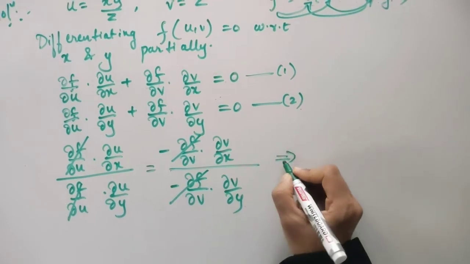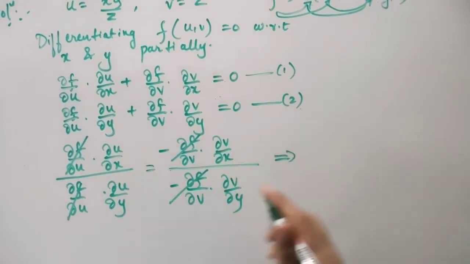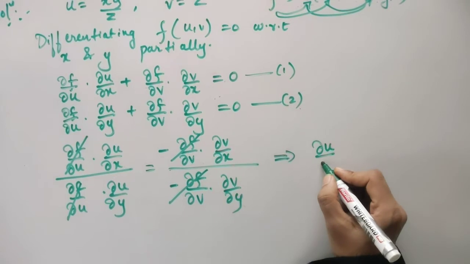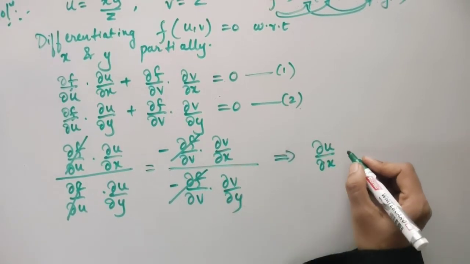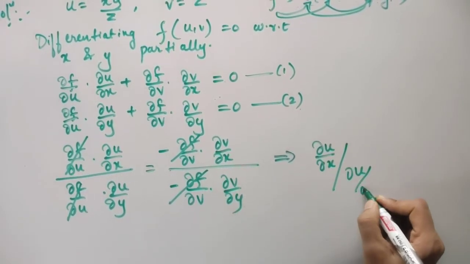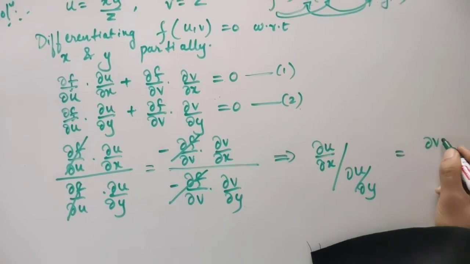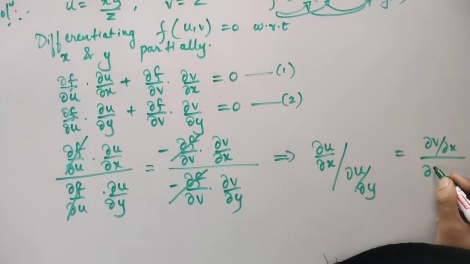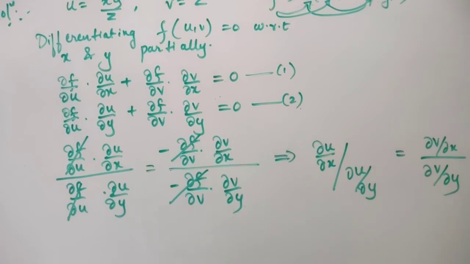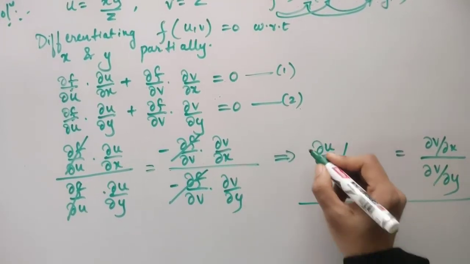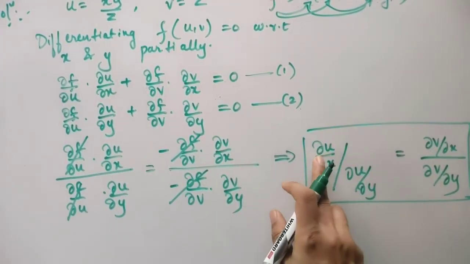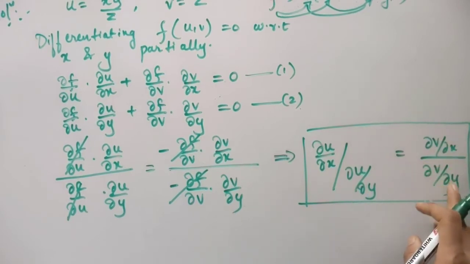So this implies you are getting a complete equation independent of f. ∂u/∂x divided by ∂u/∂y is equal to ∂v/∂x divided by ∂v/∂y. This is what you have got. So all you need to do is get ∂u/∂x, ∂u/∂y, ∂v/∂x and ∂v/∂y, and you will get your required equation.